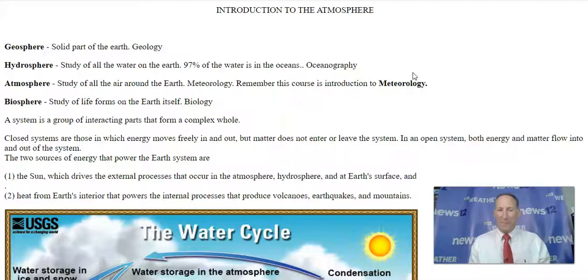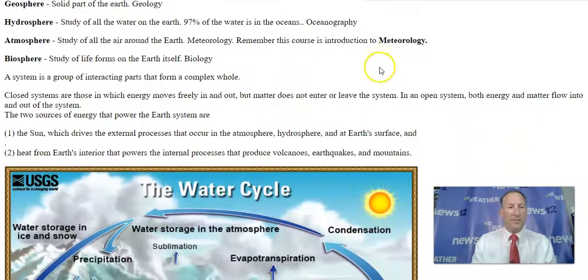Biosphere is the study of life forms. That's the Earth itself. What are all the life systems on the Earth? And these systems are all a complex group, and they're all inside our atmosphere. So that's one of the things we're going to be looking at. But we're going to be focusing on the atmosphere as we go throughout the rest of the semester.